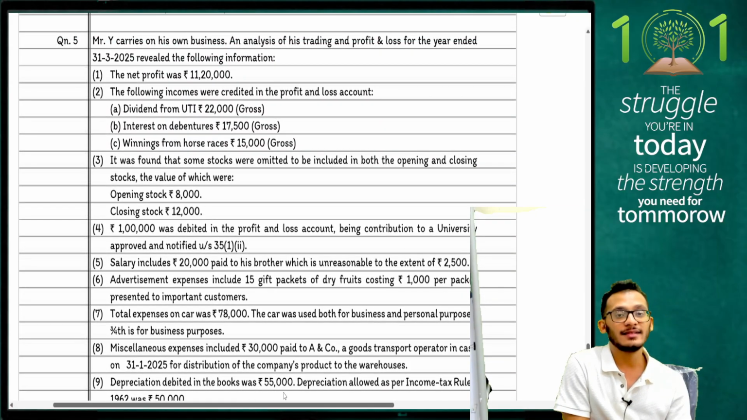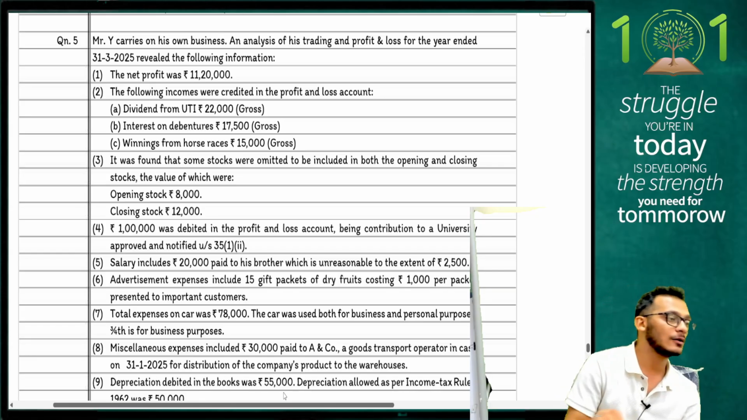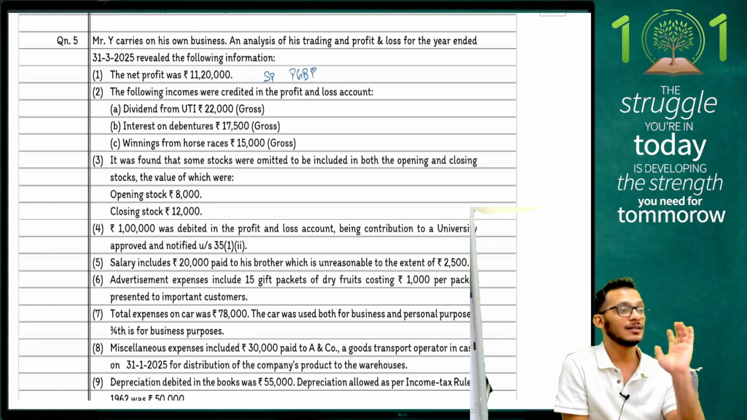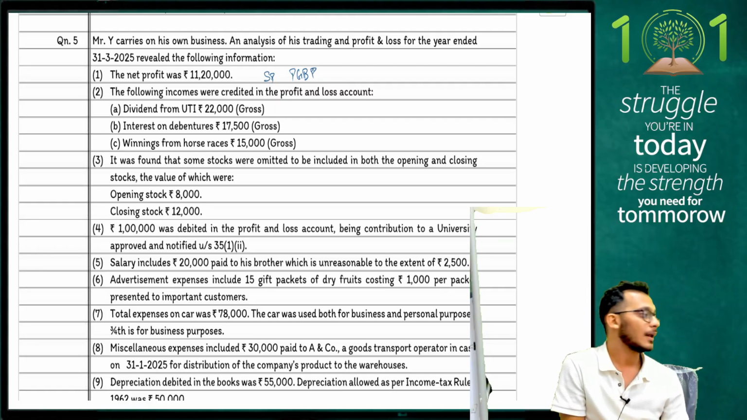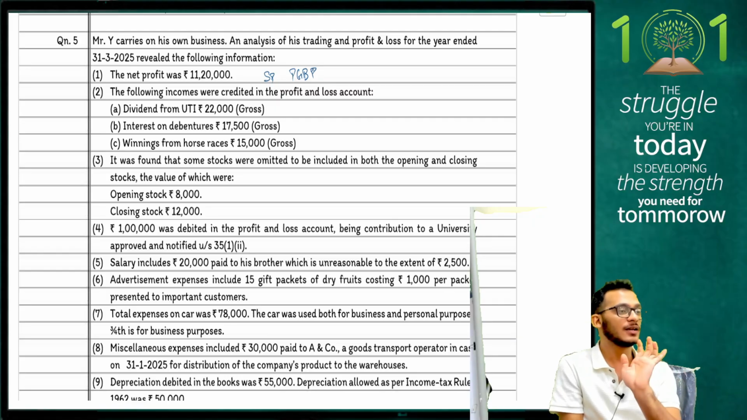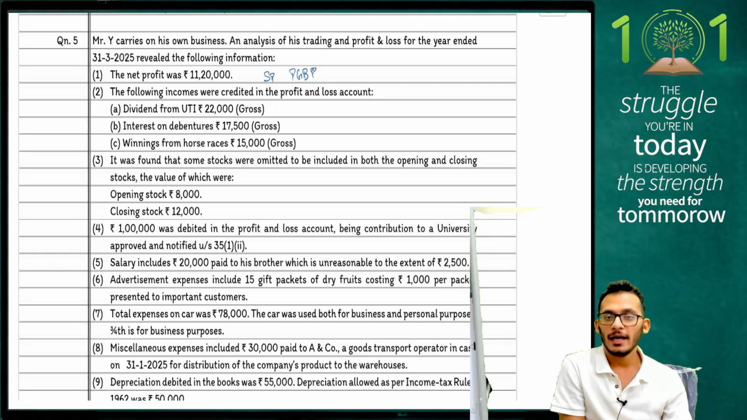On the top, question says I have a net profit of 11,20,000 taxable under PGBP. This is my starting point. Now I'm going to look at every item one by one and ask you first question: is it there in the P&L? If you say yes, then I will ask you, should you adjust or should you ignore? If you say no, not there in P&L, then you will tell me which head of income it is.